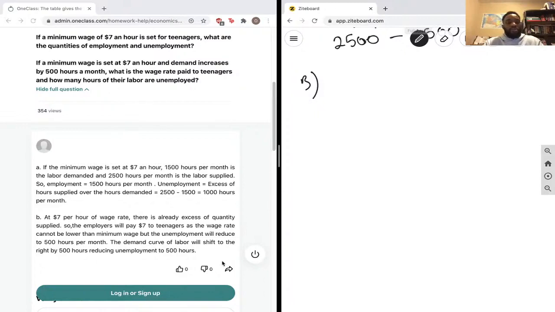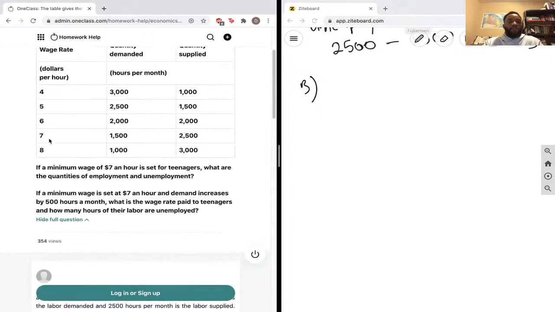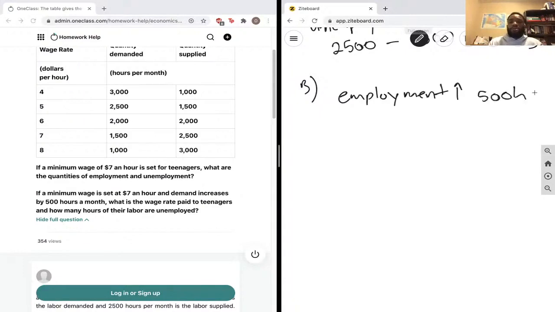But unemployment will reduce to 500 hours per month, and the demand curve of labor will shift to the right by 500 hours, reducing unemployment by 500. So we're saying again, at this specific level of a minimum wage of $7 an hour, the only difference is that demand increased, so our employment went up by 500 hours. The wage rate is $7, and that's minimum wage, so that's what's being charged.